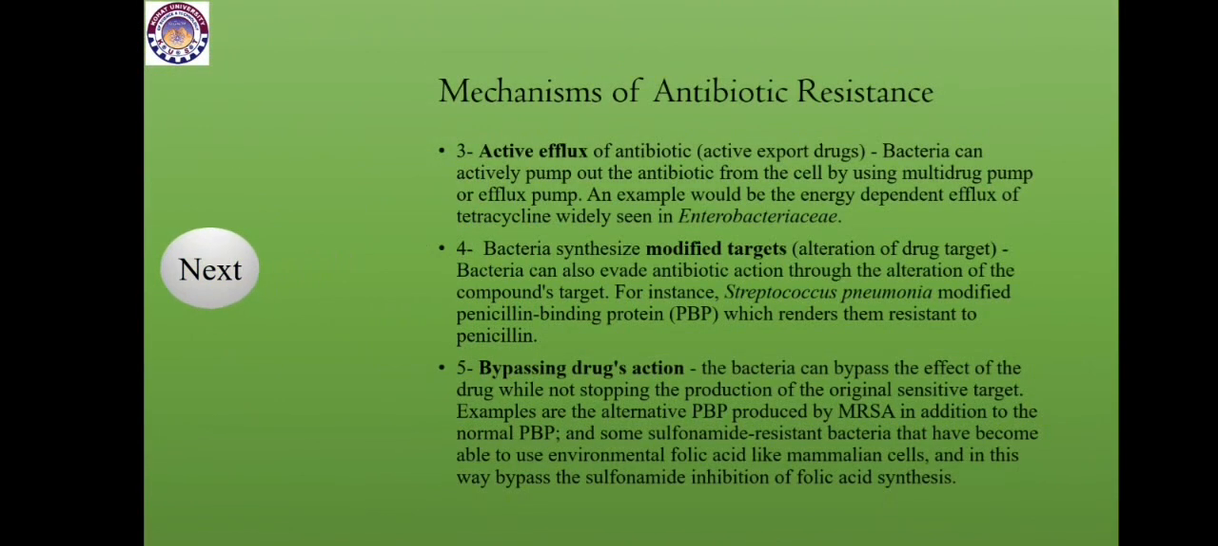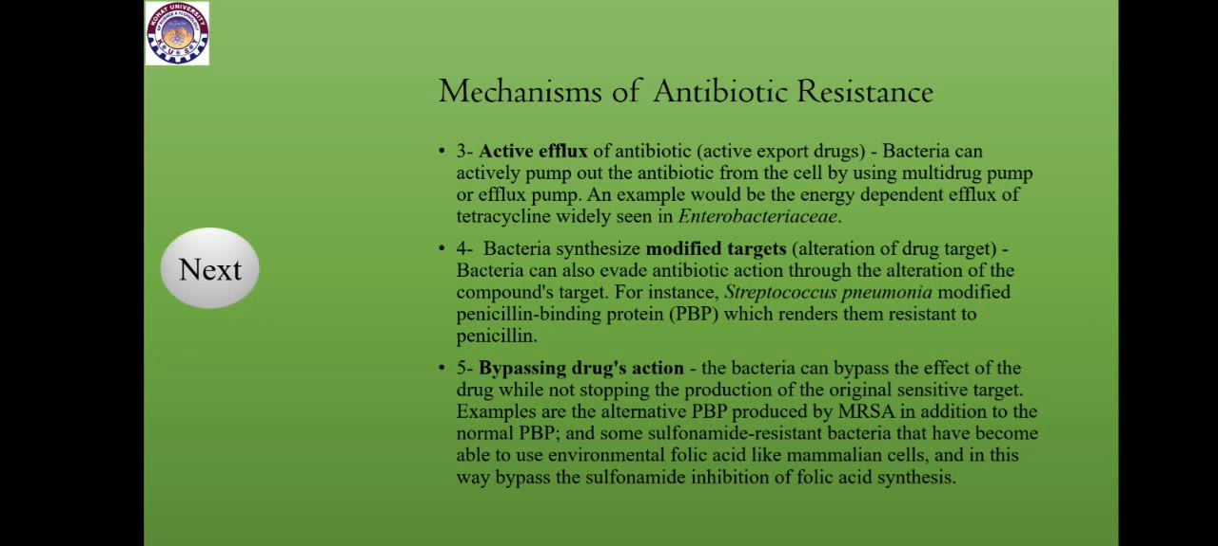Now we have the next slide of mechanism of antibiotic resistance. We have the third one, active efflux. Like I just explained, active efflux of antibiotics is the active export of drugs. When we ingest these antibiotics against an infection, they would enter the bacterial cell, and they would just immediately be pumped out of the cell actively.